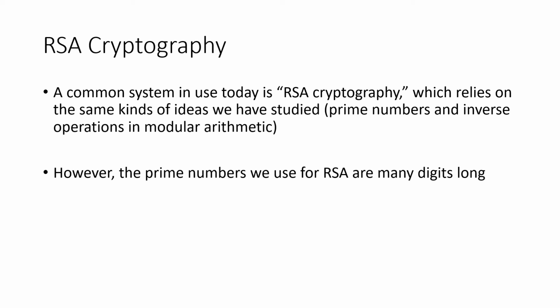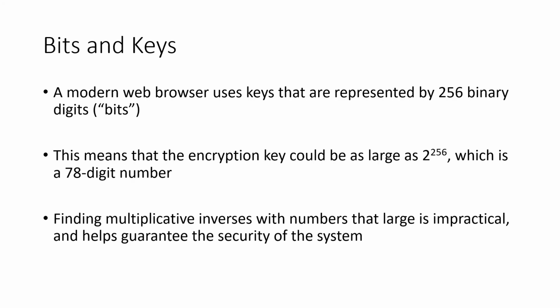For example, one of the systems that's commonly used today is called RSA Cryptography. And the letters there, RSA, stand for three people's last names. And that relies on, again, the same kind of ideas that we've studied: prime numbers, inverse operations, modular arithmetic. But the prime numbers that are used for RSA are many, many digits long. A modern web browser uses keys that are represented by 256 binary digits, also called bits. We've talked about binary numbers and codes. It's just zeros and ones, so a sequence of 256 zeros and ones.